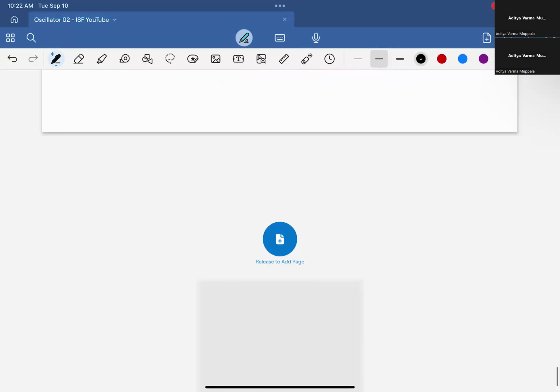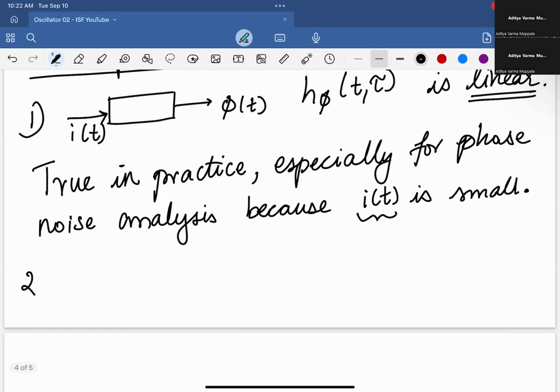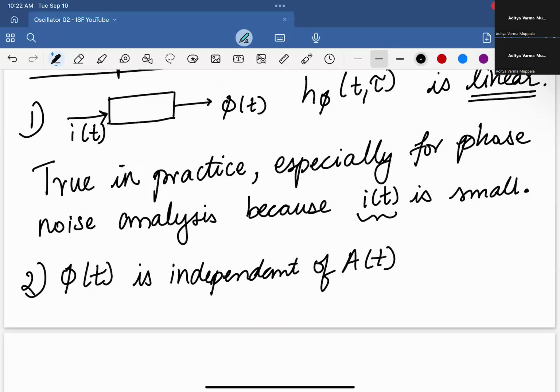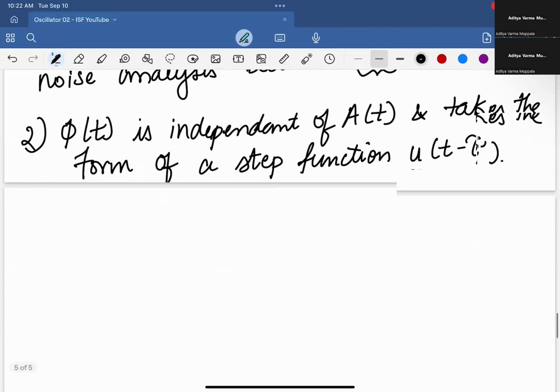But we made another bigger assumption, which is the basis of this model itself. So we assume that phi of t is independent of a of t and takes the form of a step function, u of t minus tau. So what do I mean by this?